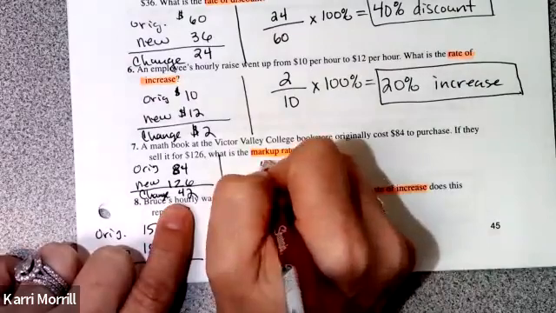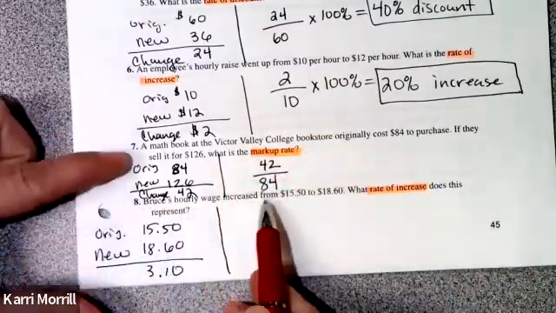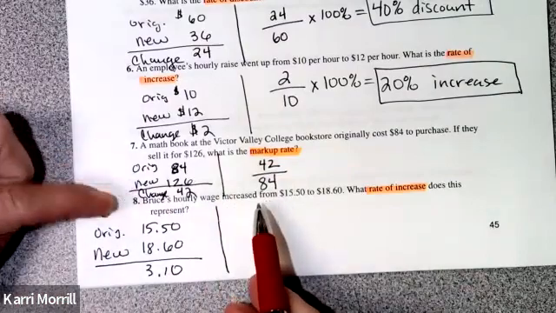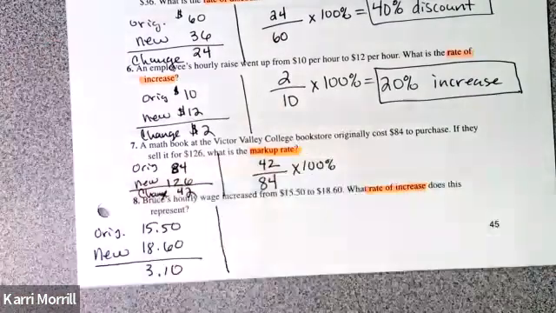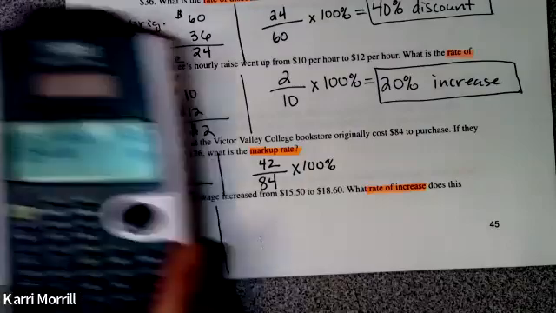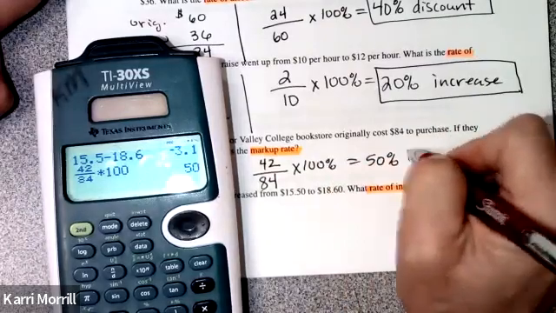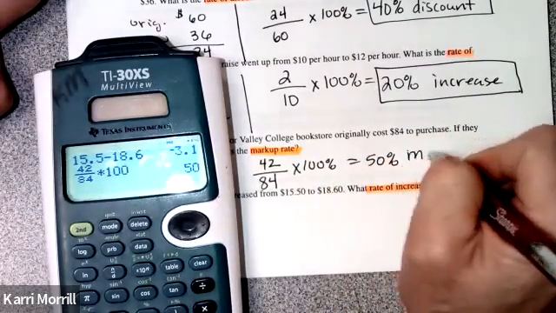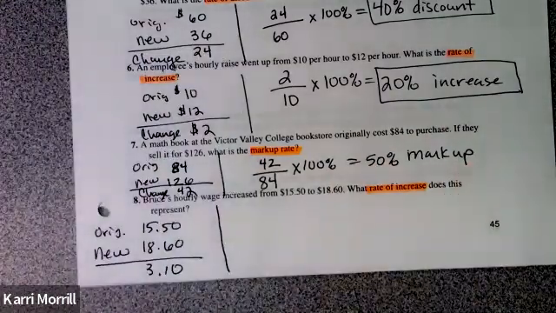So you would put 42 over 84. Remember, it's always over the original price, not the bigger number, times 100%. So in your calculator, if you do 42 over 84 times 100, you should get 50. A 50% markup is really, if we use that word, it has a 50% markup rate.